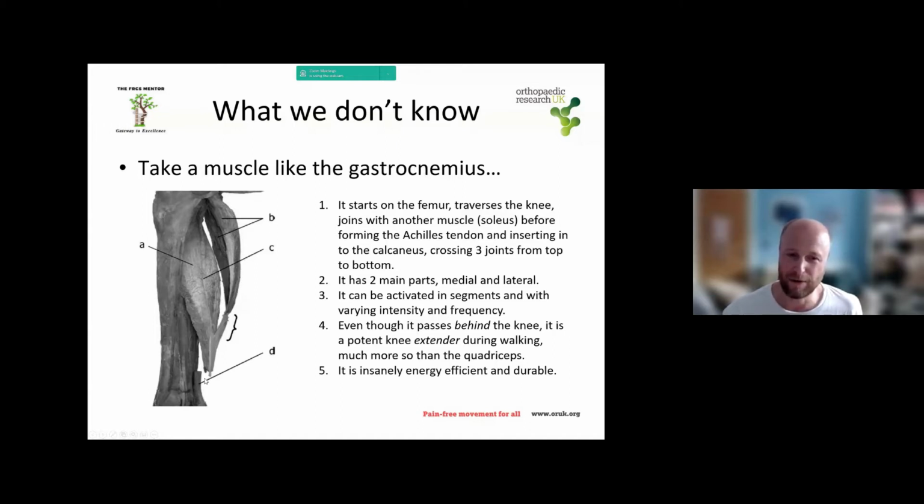Then it goes down and forms the conjoined Achilles tendon, which then passes behind the ankle joint and behind the subtalar joint before it inserts into the calcaneus. So this muscle's got an incredibly complex anatomical arrangement crossing 3 joints. It's got 2 different parts, medial and lateral, and each of those parts can be activated in a myriad of different ways. You can activate it with incredible precision.